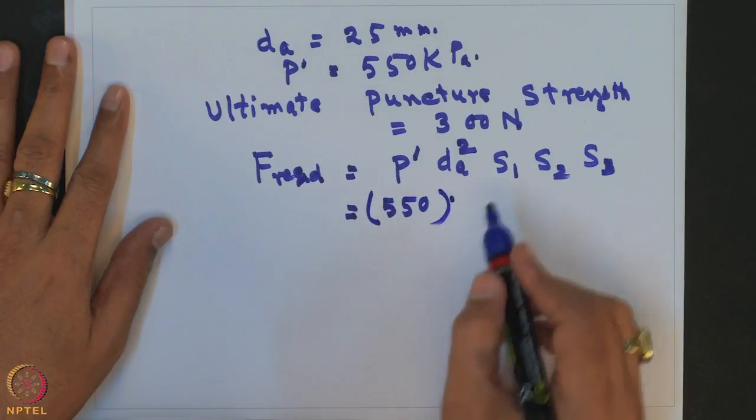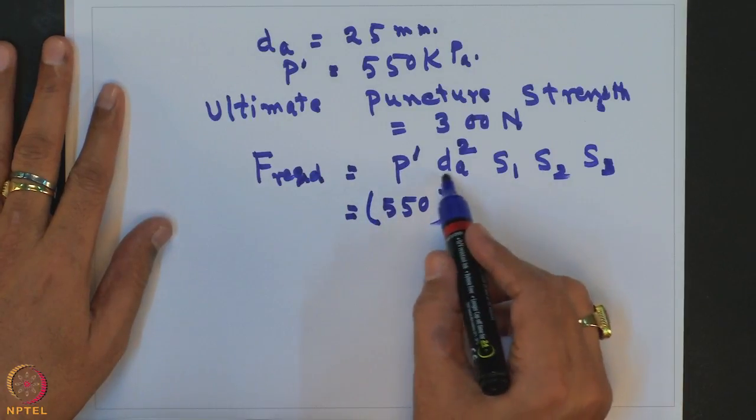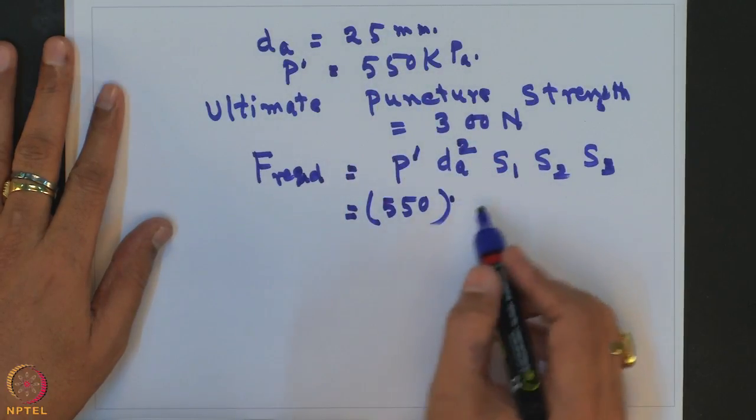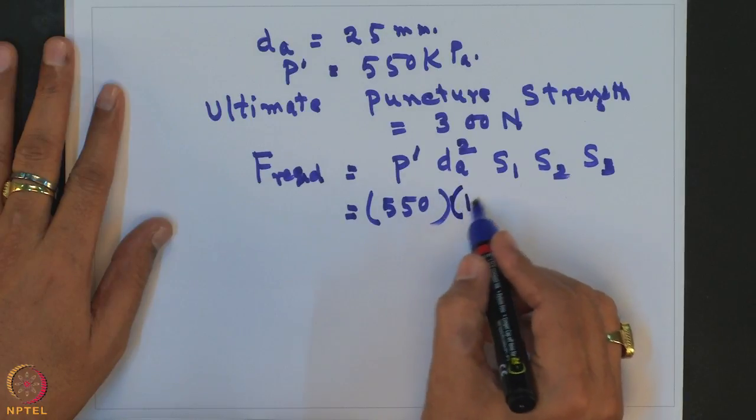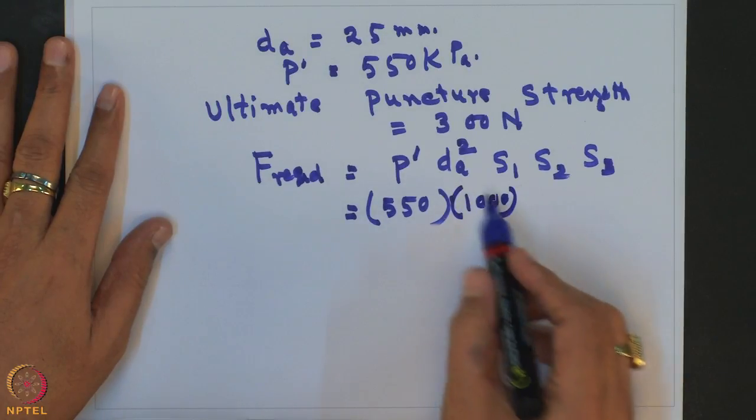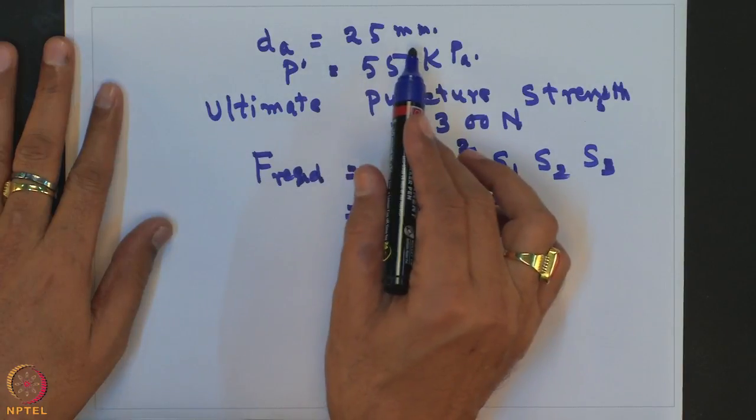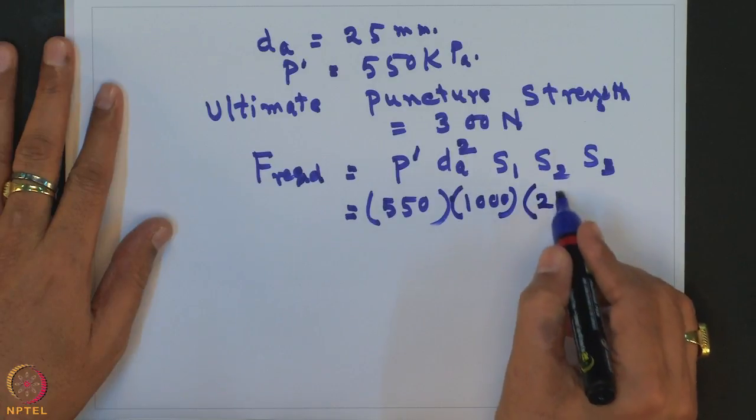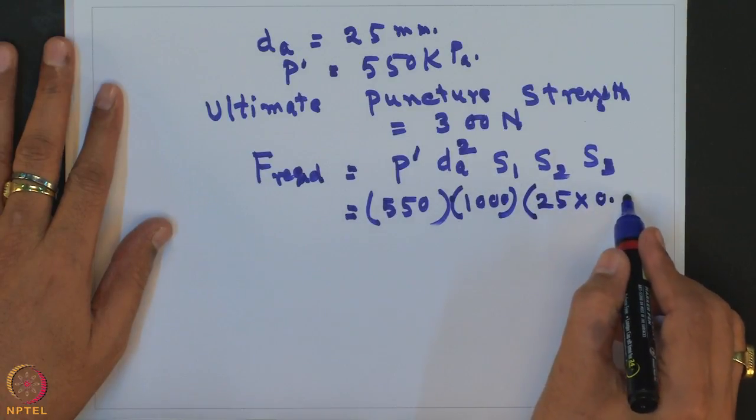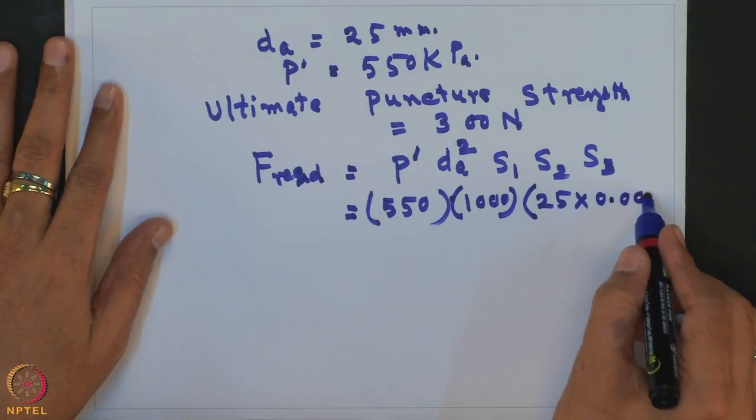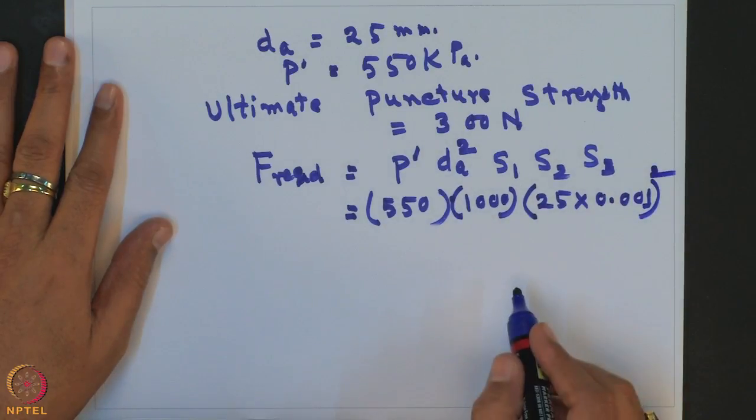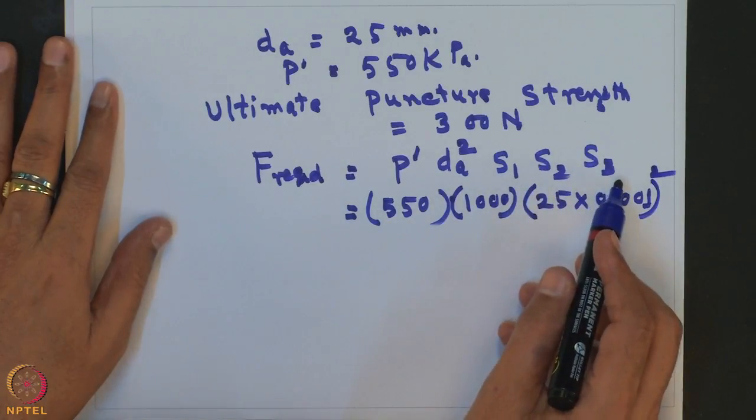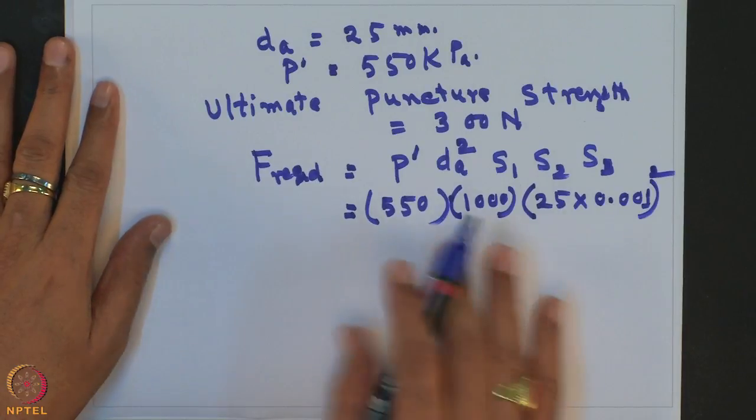So, this is 550 kilopascal, into dA, which is 25 millimeter. I put kilopascal in terms of Newton, so this will be 1000, and dA is 25 millimeter, so dA we can write as 25 into 0.001, this square. So, pi into d square, S1, S2 and S3 value.